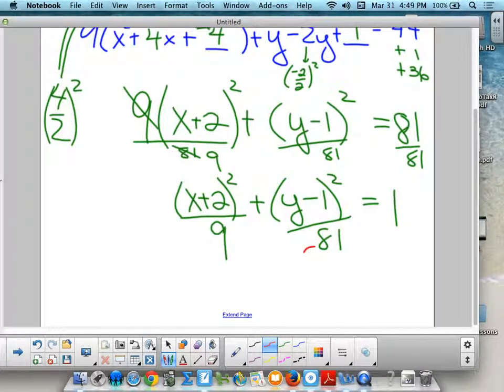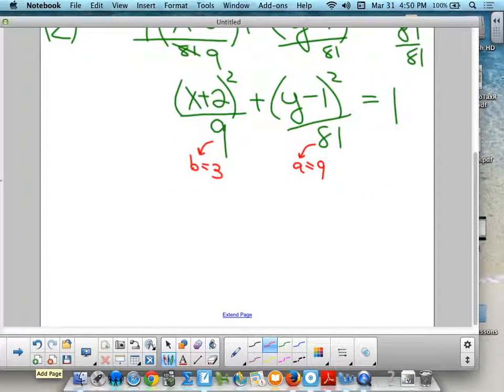Hey, the a is under the y. The b is under the x. So to me, since a is under y, this is a major going up and down. The center is negative 2, 1. And from the center, you'd go up 9.